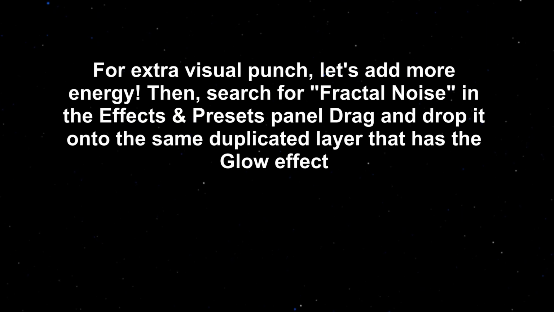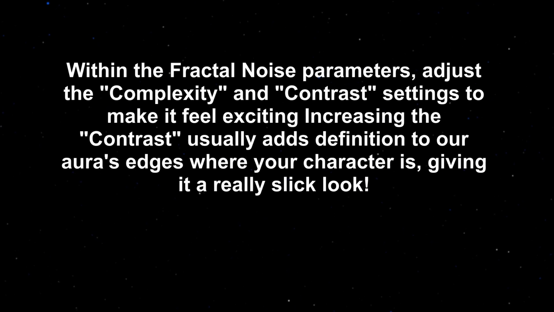For extra visual punch, let's add more energy. Then, search for Fractal Noise in the Effects and Presets panel. Drag and drop it onto the same duplicated layer that has the glow effect. Within the Fractal Noise parameters, adjust the complexity and contrast settings to make it feel exciting. Increasing the contrast usually adds definition to our aura's edges where your character is, giving it a really slick look.